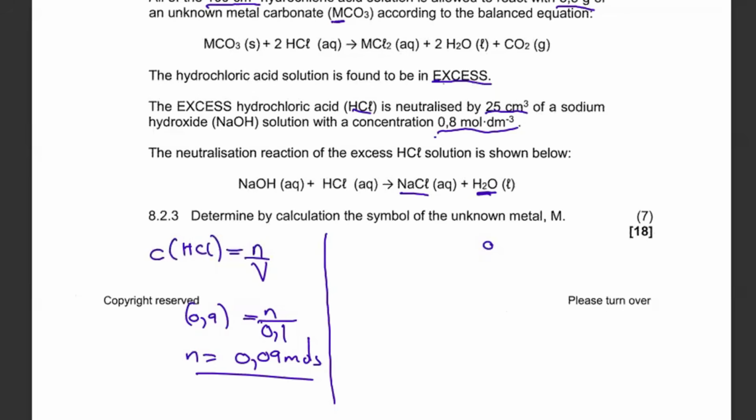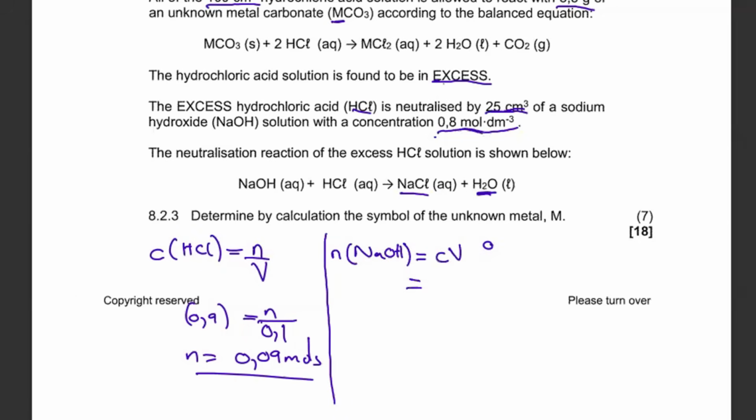So we're looking for the unknown symbol M, right? But what we're going to start with is the number of moles n of sodium hydroxide. Why do we go for sodium hydroxide? Here we're given the concentration, and we're also given the volume. The volume is 25, and the concentration is 0.8 mole per dm cubed. So we're going to start there.